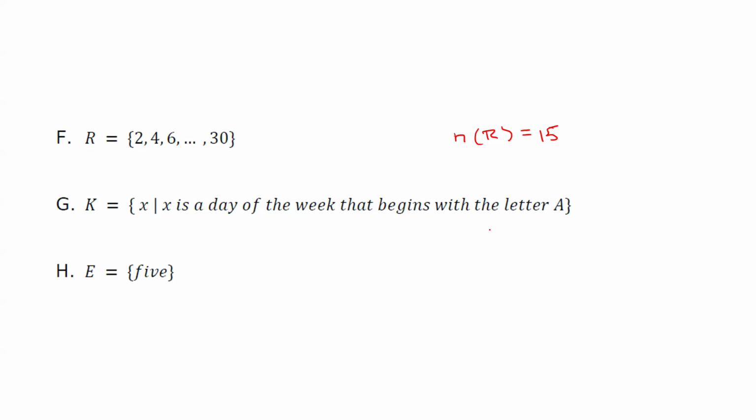G, the cardinal number for set K, all x values such that x is a day of the week that begins with the letter A. How many days of the week begin with the letter A? 0. So that means the cardinal number would be 0. And then H, the cardinal number for set E, where the element is the word 5. That means we have one element in this set.